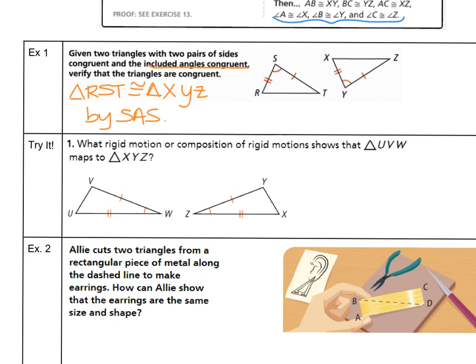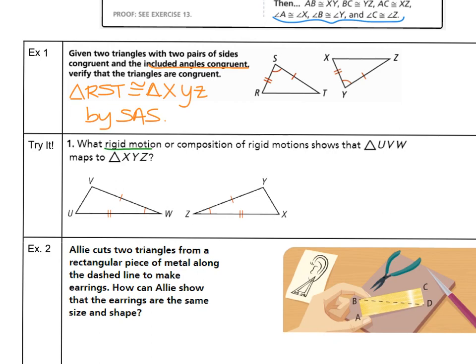The second one, what rigid motion or composition of motions shows that triangle UVW maps to triangle XYZ? So we can see the grouping of the marks. We see that VW and YZ are congruent. Angle W is congruent to angle Z in the middle. And then UV and XZ are congruent to each other.